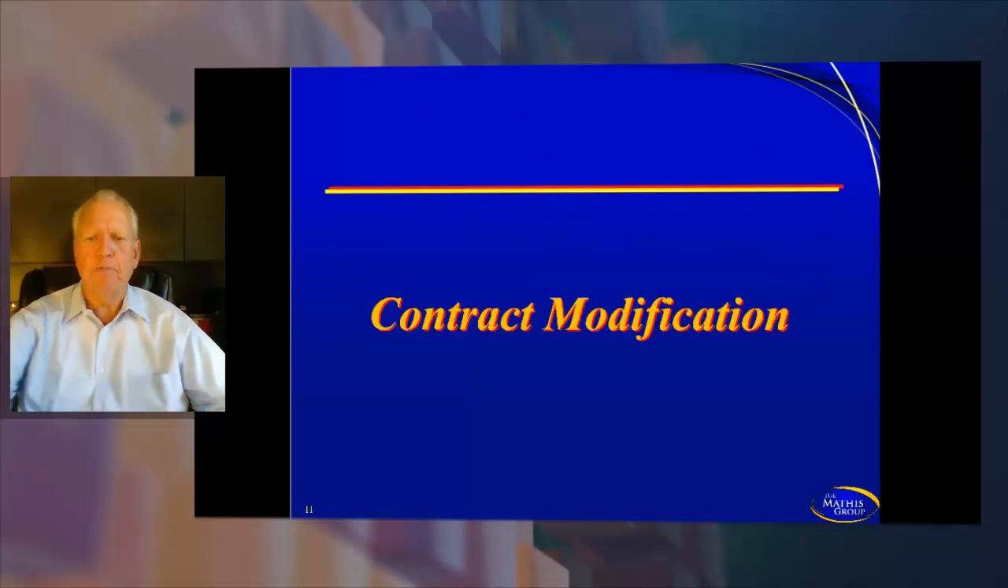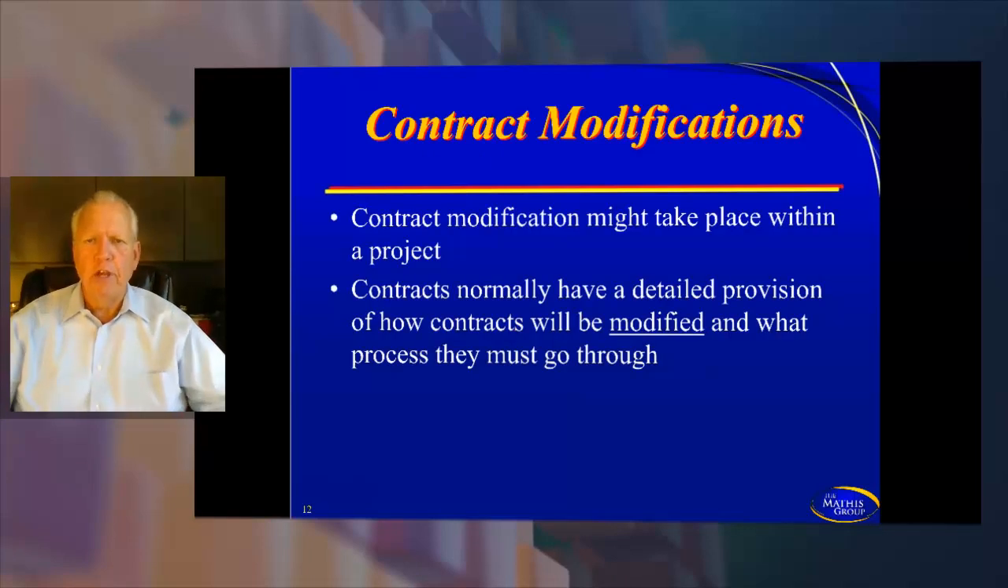Contract modifications. Contract modifications normally take place within any type of project based on a change order. The contracts normally have a detailed provision of how contracts will be modified, what process they must go through. And so obviously if there's a change request and if it was a fixed price type of contract, you're going to have a contract modification. Now if it was cost plus or time and materials, that contract modification is not going to be there, because in a cost plus or cost reimbursable contract, that allows more flexibility to where the vendor is going to be paid in cost, and then of course the type of contract is going to make a difference on the vendor's profit.